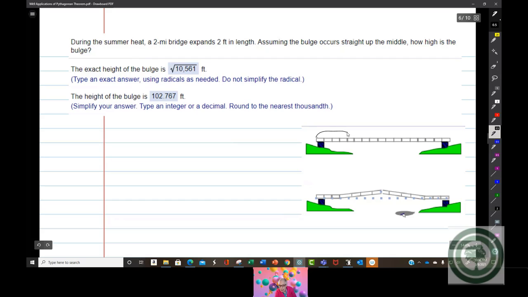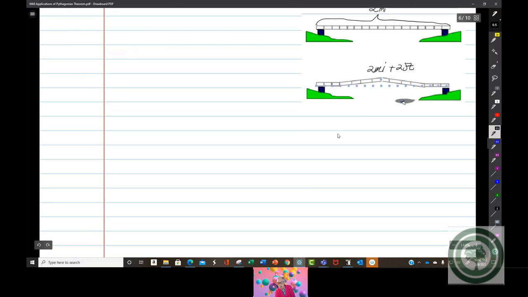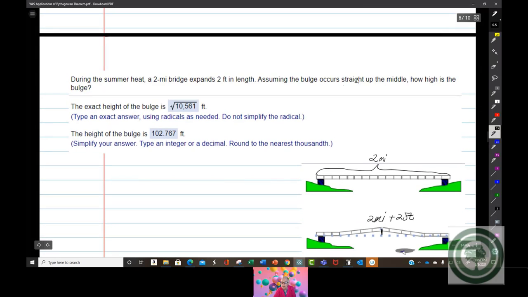So here's your bridge, and normally it's 2 miles long. But during the hottest part of summer, materials expand. And so this is going to become 2 miles and 2 feet. So the extra length, I mean, it's going to get a bulge, like you can see right there. Now it says, assuming the bulge occurs up the middle, how high is the bulge? I don't know.